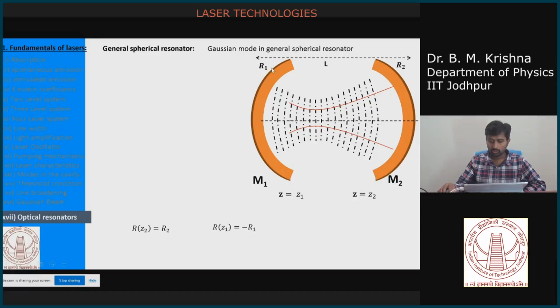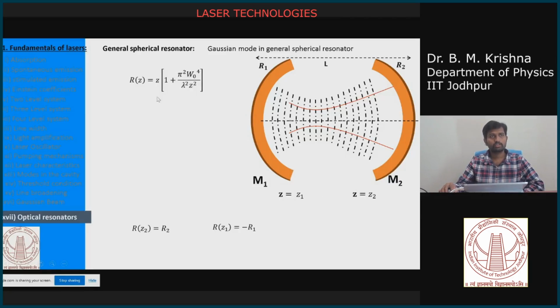Okay, so now this is my general spherical resonator, and right now the beam waist is not at the center, but at some arbitrary position in between. So the position of the mirror M1 is at Z equals Z1 and M2 is at Z equals Z2. That means the beam is propagating along the Z direction, and these mirrors are at certain positions Z1 and Z2.